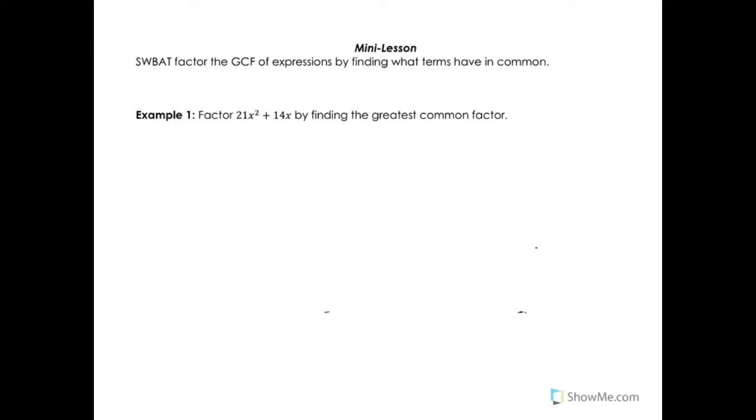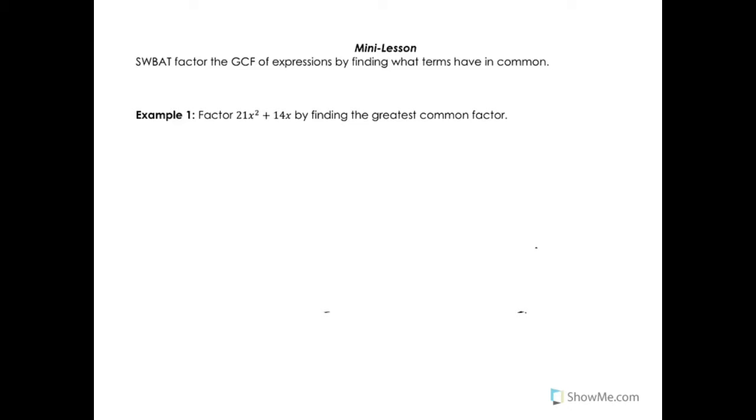So let's look at example 1. We have 21x squared plus 14x. We want to factor this expression, which means we need to rewrite this expression as the product of two things, where one of those things is the greatest common factor. In other words, we want to figure out what two things, when you multiply them, will give you 21x squared plus 14x back. And again, one of those two things has to be the greatest common factor.